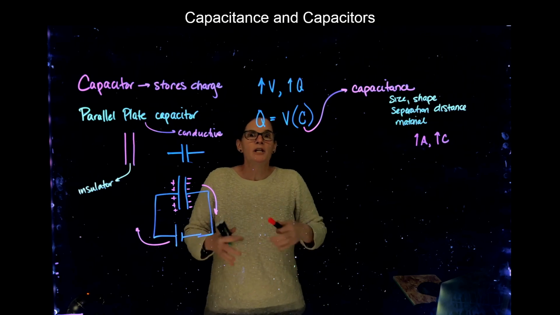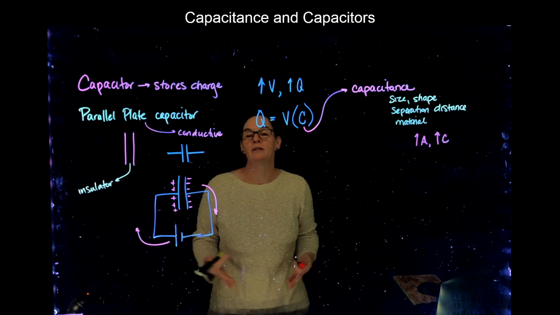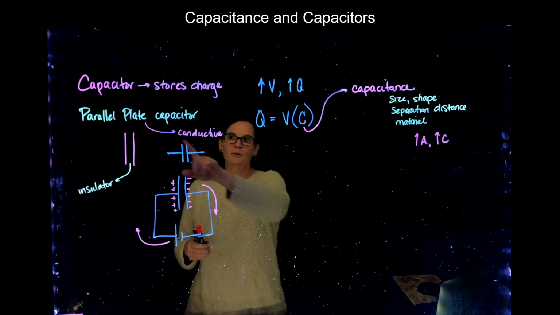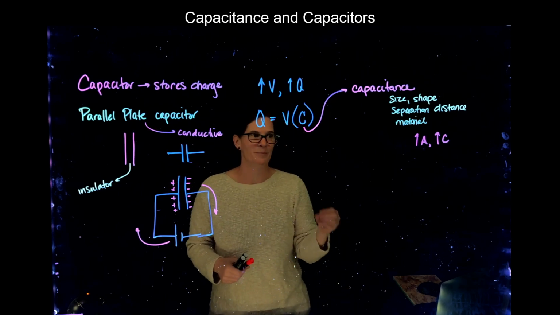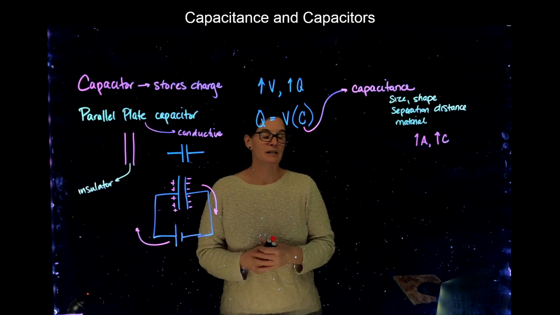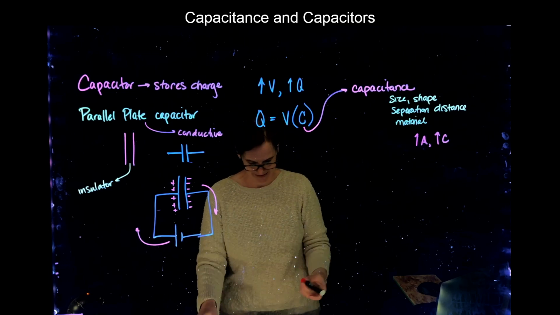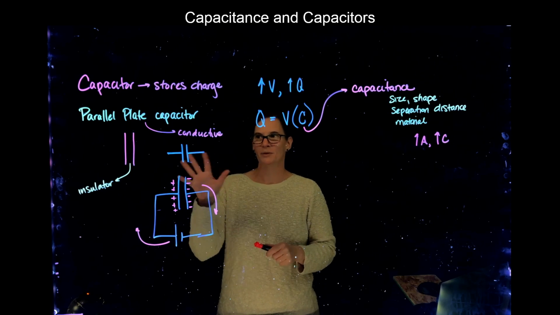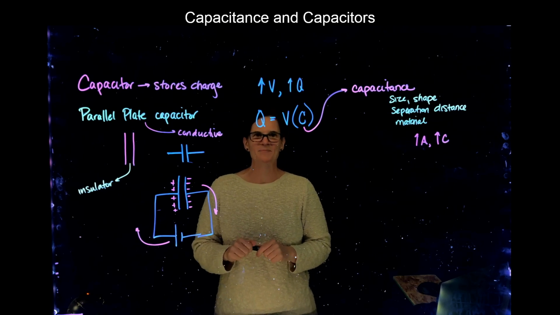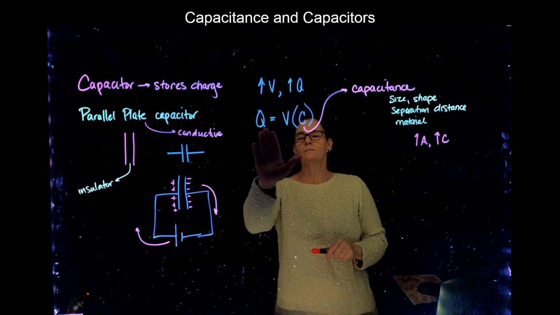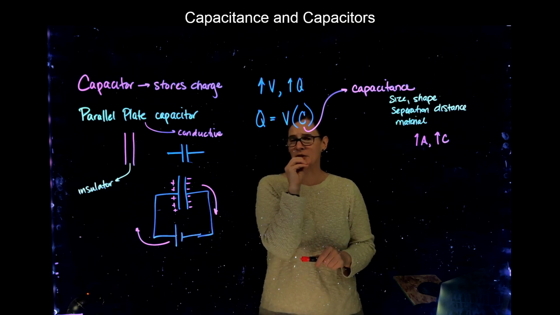Now for many shaped capacitors, this is an experimental value. But for the capacitor that we're going to be playing with, the parallel plate capacitor, its geometry allows us to actually calculate the capacitance. So we're going to get to that in just a minute. Now, let's look at the unit of capacitors before we do that.